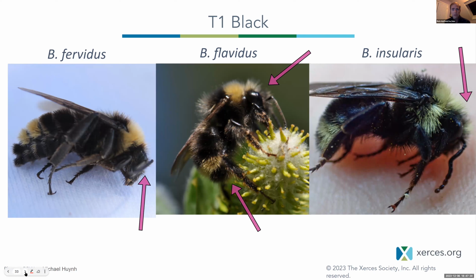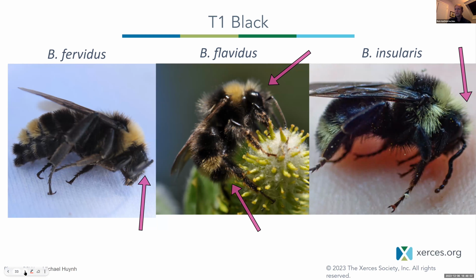But you'll remember that Bombus flavidus is going to have the red at the very tip of the tail, which Bombus fervidus usually does not have, although it can. And then Bombus insularis on the right, remember, is going to have some break in the yellow banding near T4 or T5. And then it's also going to have that patch of yellow hairs right by its antennae, and that's what that arrow is pointing to there on the far right. So those are the T1 black bees.